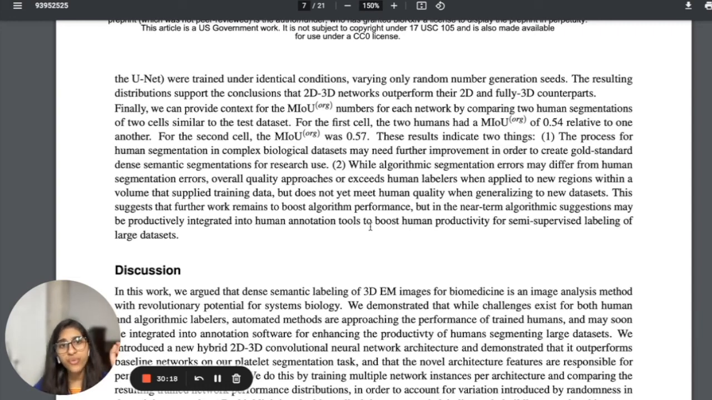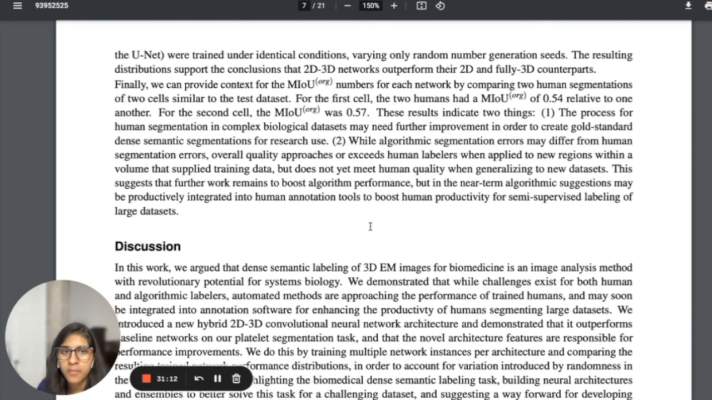First of all, the process for human segmentation in complex biomedical data sets needs further improvement, right? 0.57 is pretty good compared to other baselines, but you can do more. So they're saying that although this is really impressive, there's obviously more potential in this area. That's one thing. Another thing is that while algorithmic segmentation errors may differ from the human ones, the overall quality literally approaches or exceeds the labelers, and it also saves time, resources, and money in the long run. If we automate this process and we're getting good accuracy at the end of the day and saving money, that's such a good investment. So that's what it's talking about, those two main things.